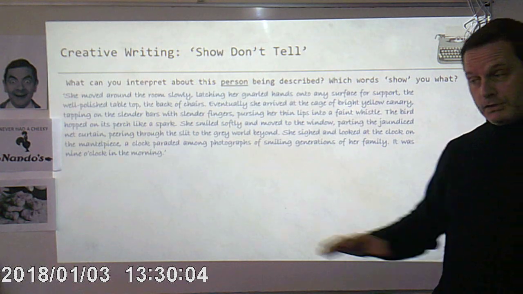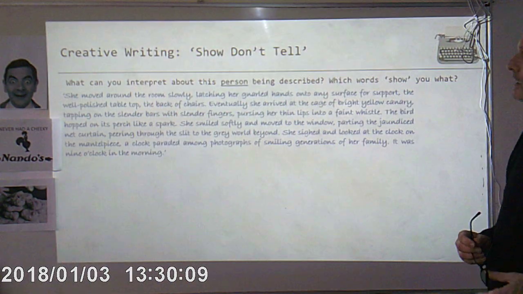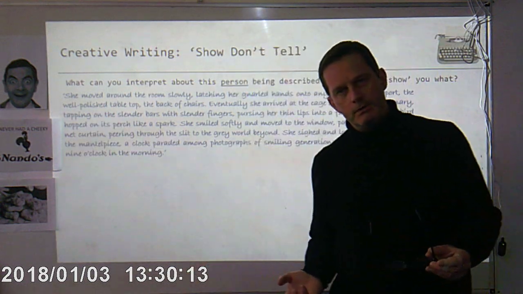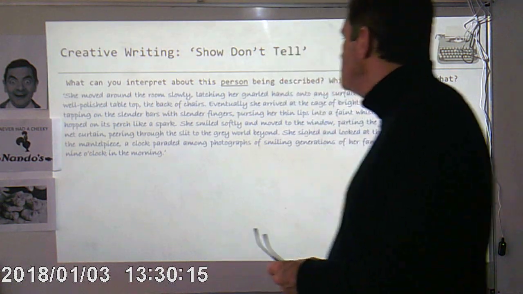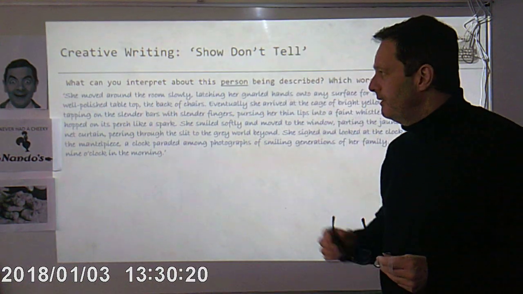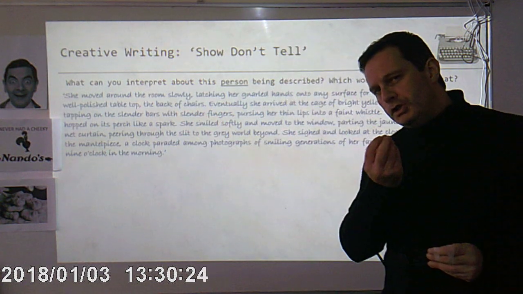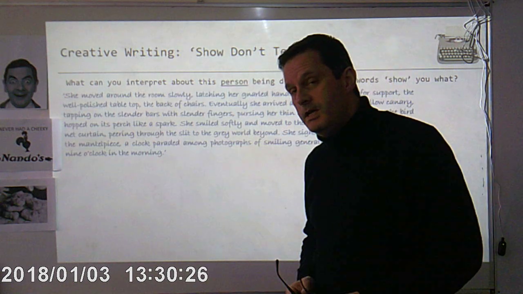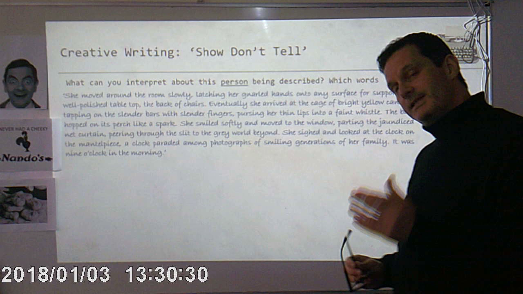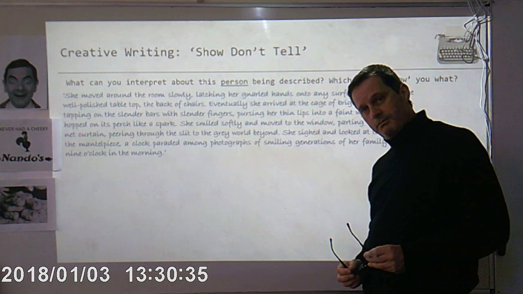The fact that she's having to move from surface to surface slowly. What might that tell us about her? What might it tell us about her that the tabletop is well polished? What might it tell us about her that she arrives at this bird cage of the canary, and there she taps on the bars with her slender fingers? And why has she got thin lips, and why is she feeling the need to have the relationship with a canary, a caged bird? Is that telling us something? Is that another technique which we'll be looking at tomorrow that I've used in the brief piece of writing?